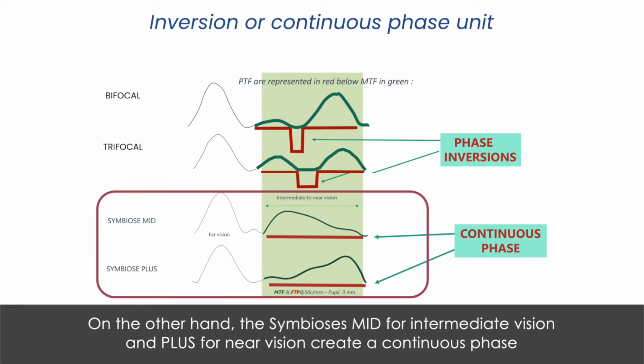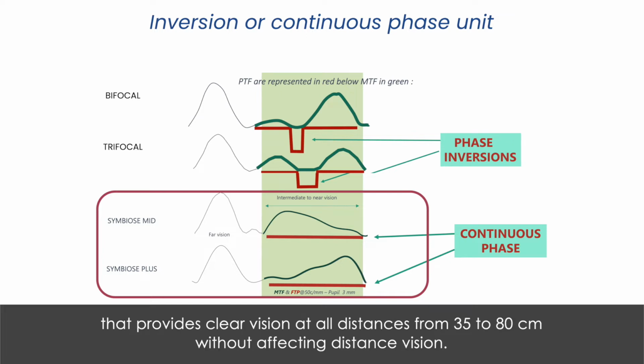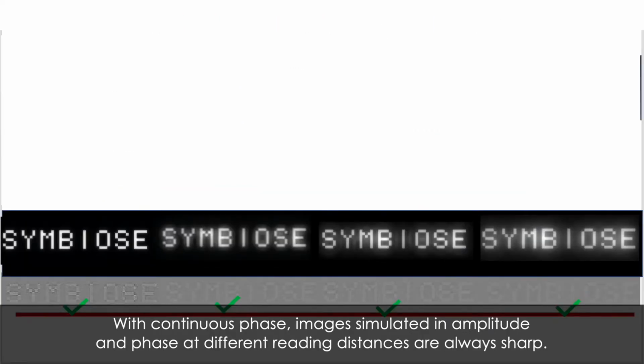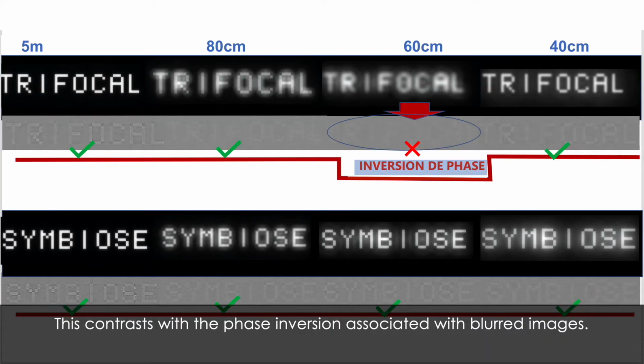On the other hand, the Symbiose's MID for intermediate vision and PLUS for near vision create a continuous phase that provides clear vision at all distances from 35 to 80 cm without affecting distance vision. With continuous phase, images simulated in amplitude and phase at different reading distances are always sharp. This contrasts with the phase inversion associated with blurred images.